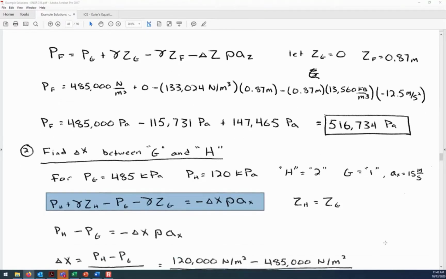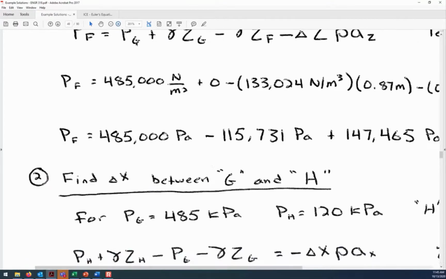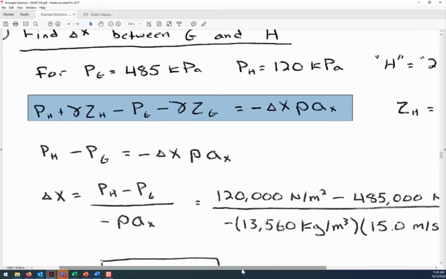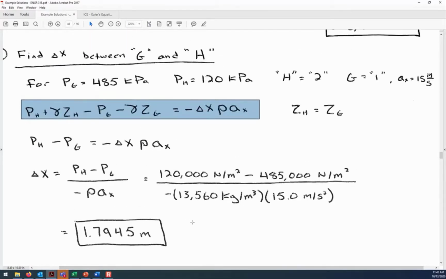All right. So we look at the substitutions there. We rearrange for delta x. Okay, so we've got the pressure difference divided by the minus density times the acceleration in x. That's too zoomed in. All right, 1.79 meters.